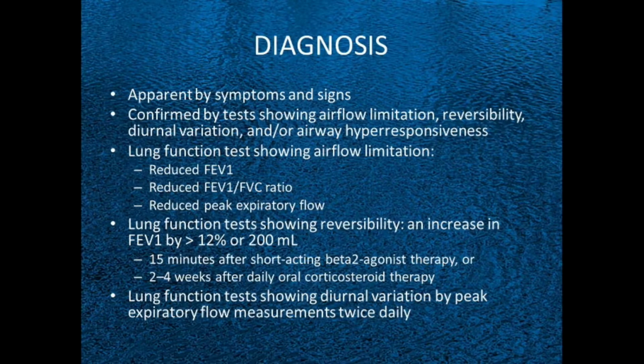The lung function test showing reversibility: an increase in FEV1 by greater than 12% or 200 ml, 15 minutes after short acting beta 2 agonist therapy or 2 to 4 weeks after daily oral corticosteroid therapy. Lung function test showing diurnal variation: peak expiratory flow measurements twice daily.